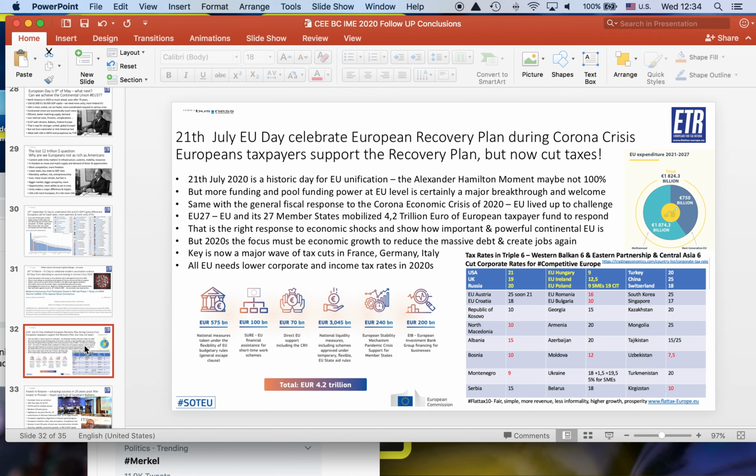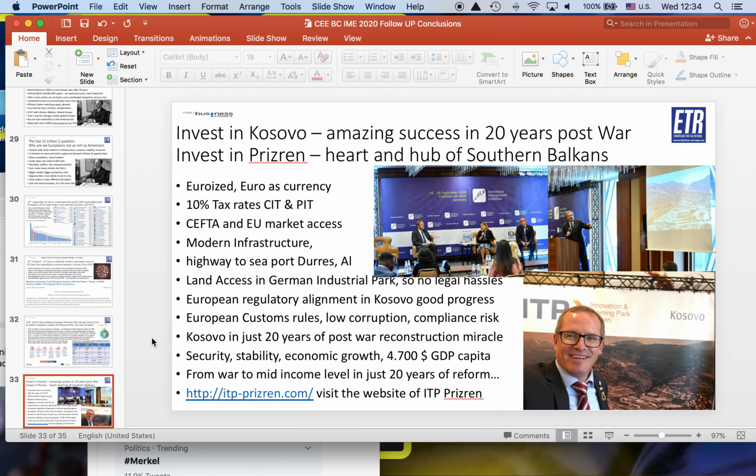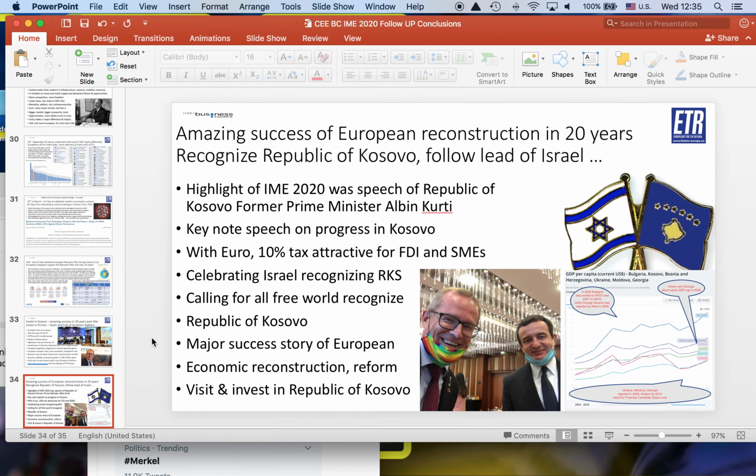And obviously I advocate very much for lower taxes, because we need to grow faster out of it. But that will be a battle. Some people will say, let's have higher taxes, but that will, of course, be very wrong. What I was saying with this slide is that the European Union has lived up to the challenge of the corona crisis, responded quite positively and is able to do it. So there are a lot of reasons for optimism.